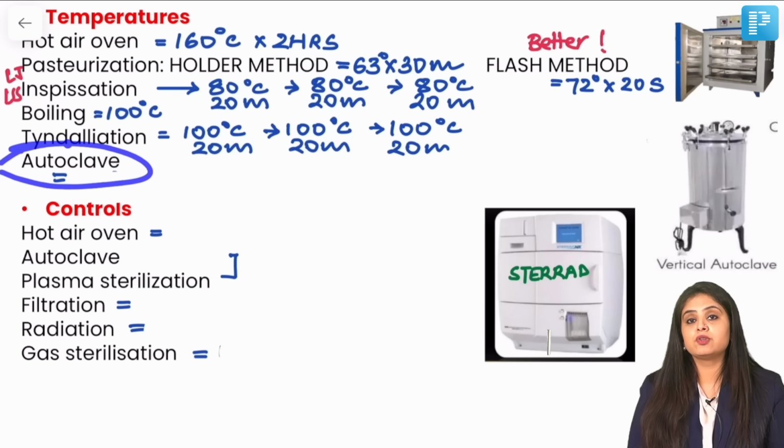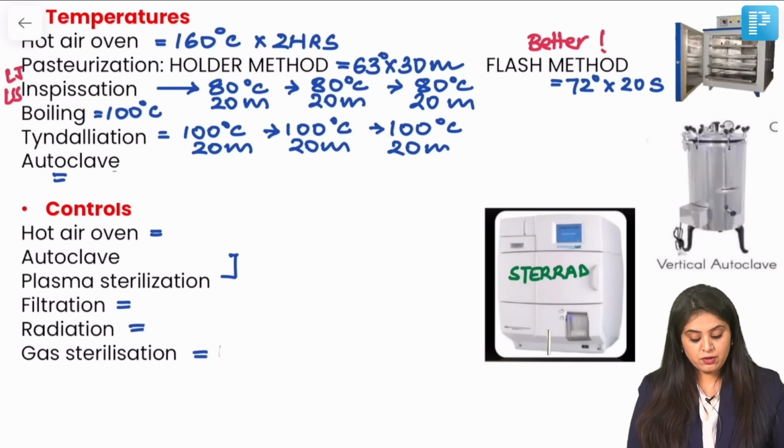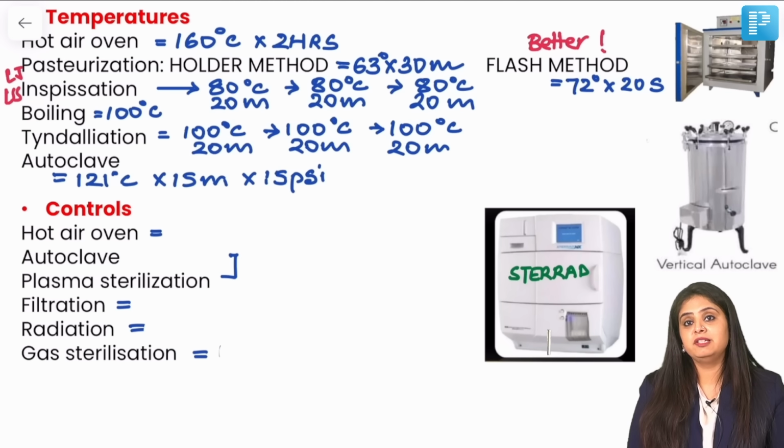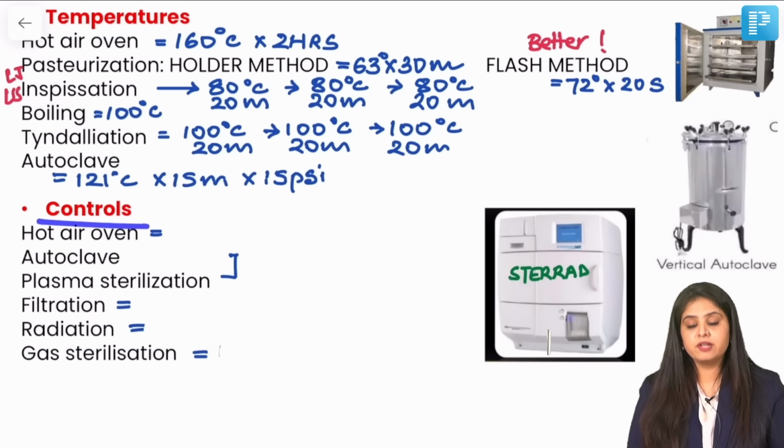Coming to the favorite, autoclave. This is exactly like a pressure cooker, a larger pressure cooker of course. An autoclave is 121/15/15, meaning 121 degrees for 15 minutes and 15 psi. 15 psi happens to be the pressure. Now finally, having done all of these temperatures, you have to do their controls.